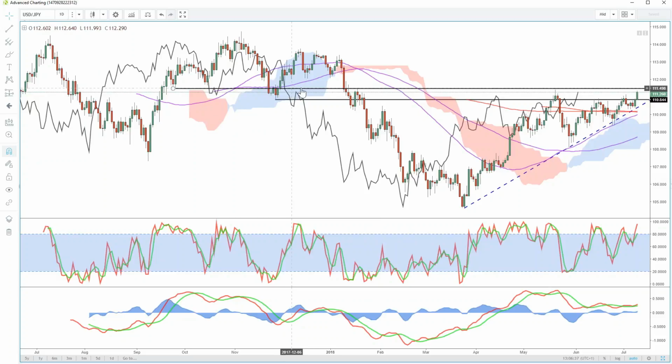A break below here was a technically very bearish signal. So equally, a break back above would be just that. And if we are breaking above those levels, then personally, I'm looking towards these kind of 113, 114 levels once again. So I can't stress enough how, in my personal view, if we break through these 111.50s, then this is starting to look very bullish indeed.